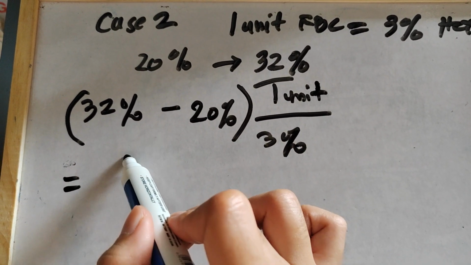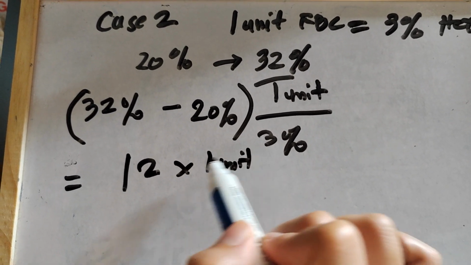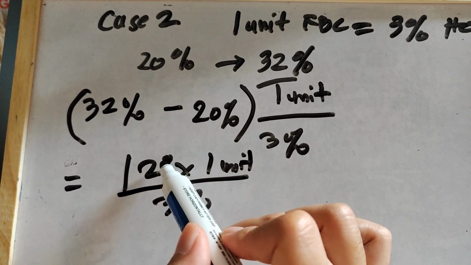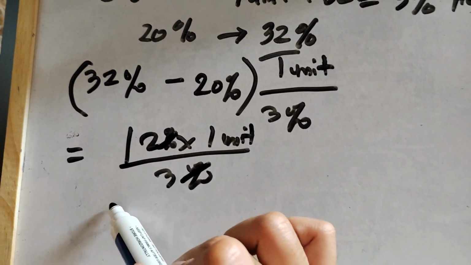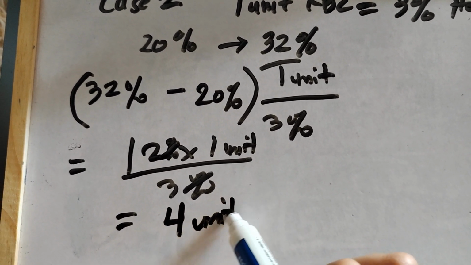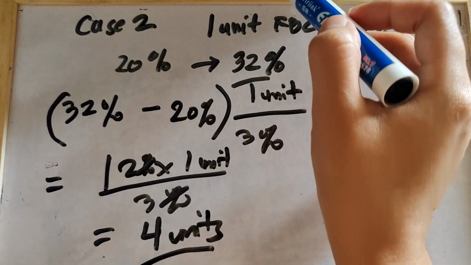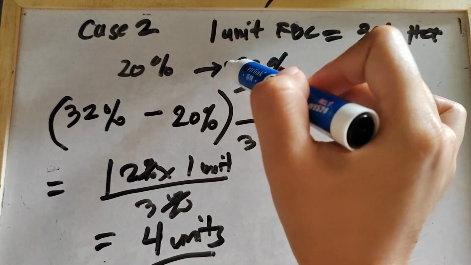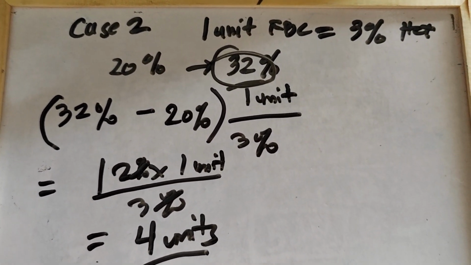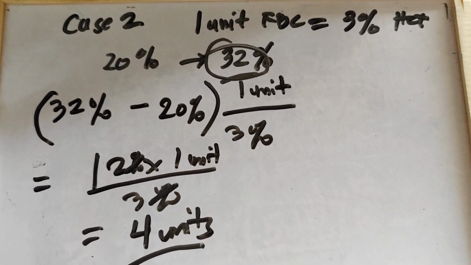Let's compute it. 32 minus 20 is 12, times 1 unit, 12% divided by 3%, the percents cancel out, and 12 divided by 3 is 4 units. Your final answer is 4 units to obtain your goal of 32%. So the first two cases are easy, not too complicated.